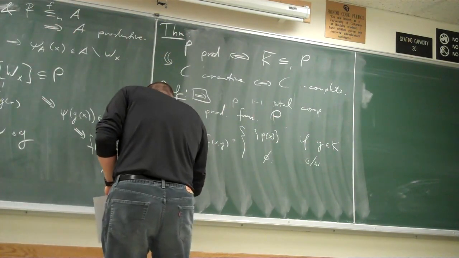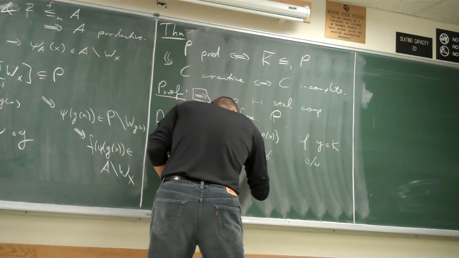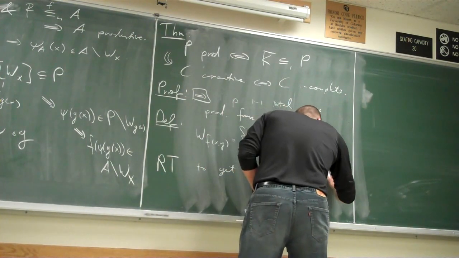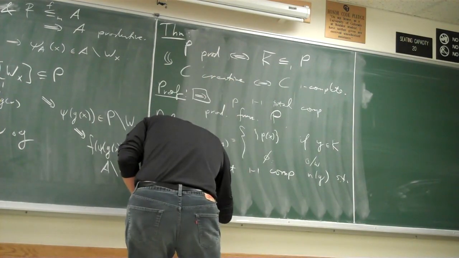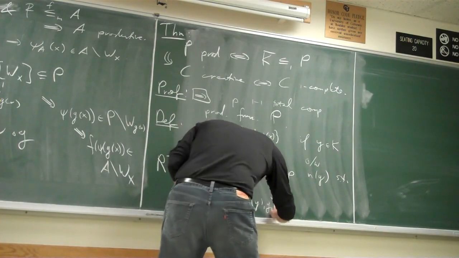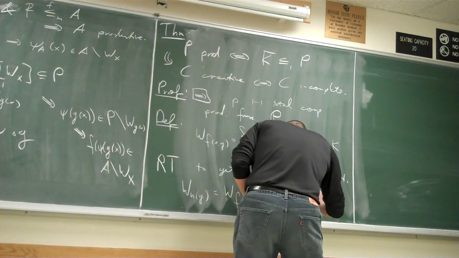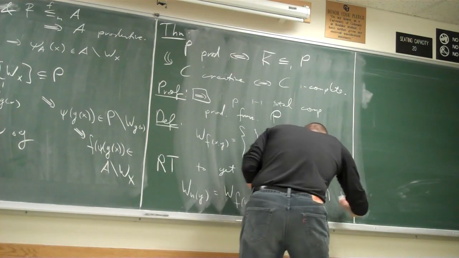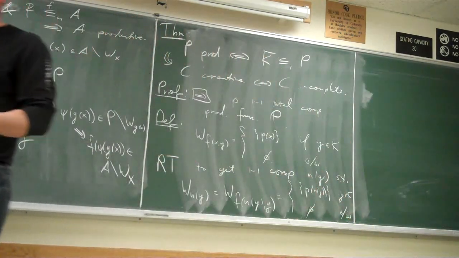Having this, we can use the recursion theorem to get a 1-1 computable function ny such that W of ny is equal to W of f of ny y, which is equal to P of ny if y is in K, and empty otherwise. The last thing is just rewriting the definition.